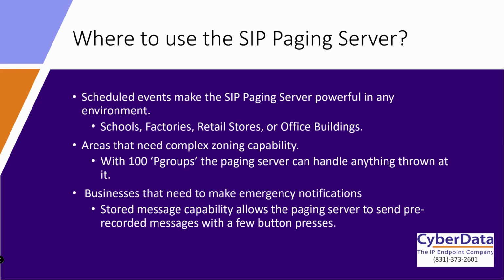It's really useful for businesses that need to take advantage of emergency notifications, but might not have the funds to go out and purchase fancy software like Singlewire's InformaCast that's really capable and specially designed for doing emergency notifications. We come right there in the middle and provide a lot of flexibility for emergency notifications, all built into a single piece of hardware. Especially with features like the stored message capability, it makes it really easy to send an emergency message with just a few button presses.